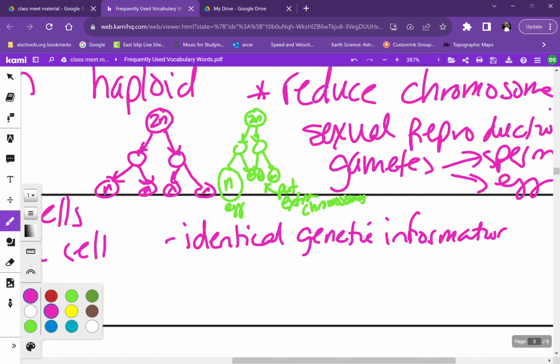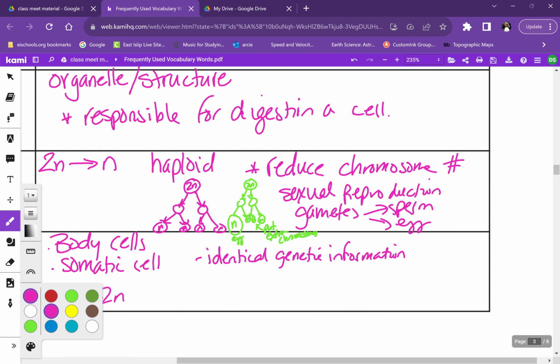It's not necessarily going to be an identical cell, because what if 2 mitochondria are on one side and 1 mitochondria is on the other? Be very, very careful with that. It's identical genetic information. The DNA is going to be the same. We are 2N going to 2N. That's what's the same. This is basically for growth and repair in multicellular organisms.